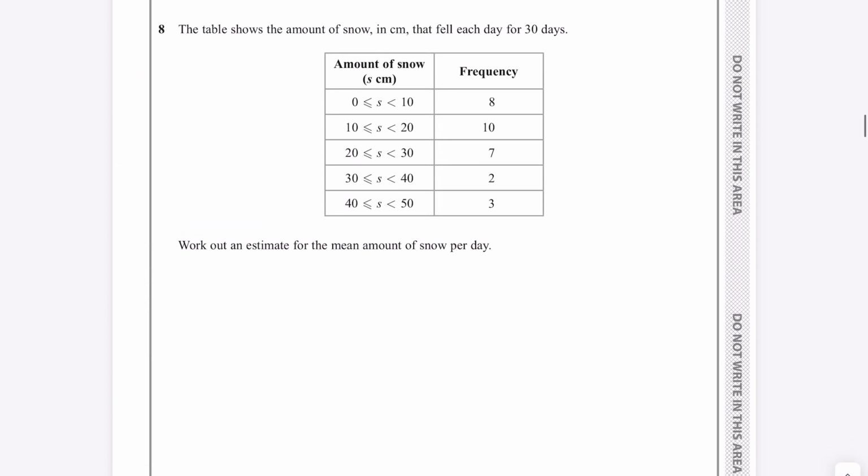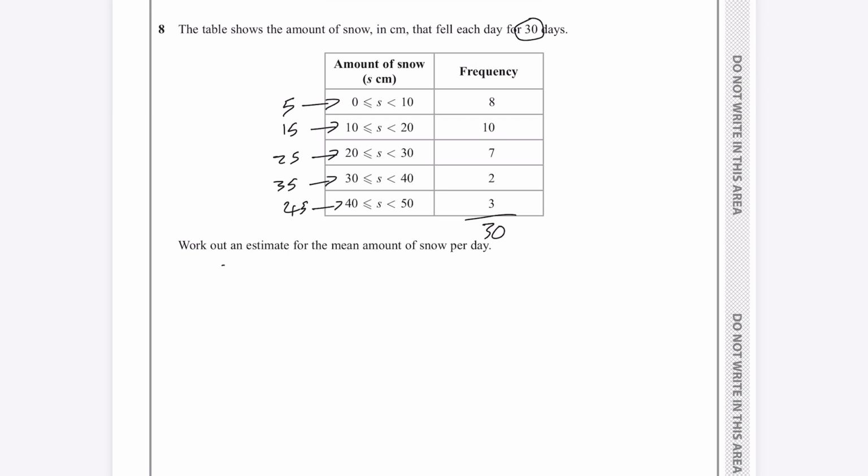Now question 8 is asking us to estimate the mean, using the frequency table. So we know in total it's done for 30 days, so this total is up to 30. To find the mean, we're going to compare the frequency against the midpoint of the amount of snow. So the midpoint for this is going to be 5. For this, the midpoint is 15. This, the midpoint is 25. For this, the midpoint is 35. And for this, the midpoint is 45.